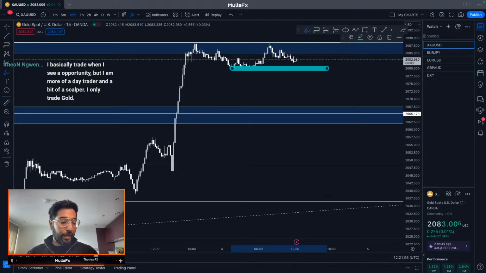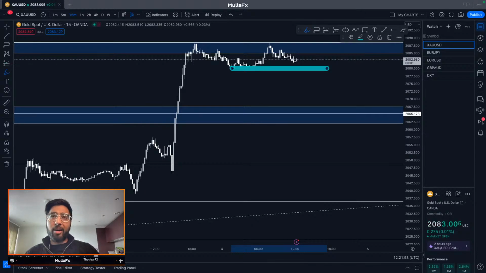So if you look at my Instagram or my Discord server, I show you all the charts that I look at on my MullaFx book, right? Because I like to be transparent with everyone. And literally most of my trades were gold, Euro/JPY, Euro/USD, and GBP/AUD. Literally these four pairs.